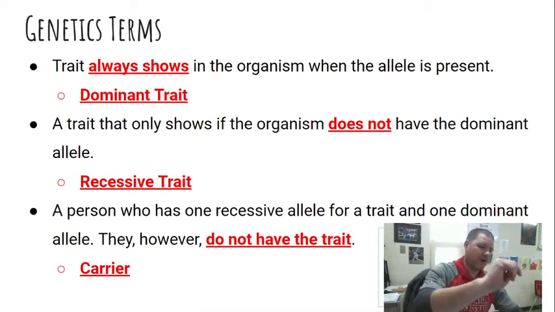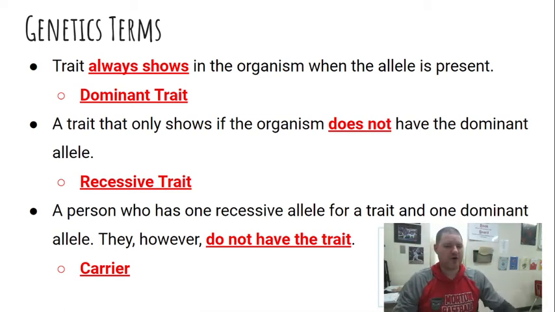If you have one of each, you are going to show dominance, but you have the recessive allele itself. You are what is called a carrier, which is another word for a hybrid there. Or hybrid is one that has one dominant allele, one recessive allele. That is also known as a carrier because you carry the recessive allele, but you show dominance with your trait because you show the dominant trait.